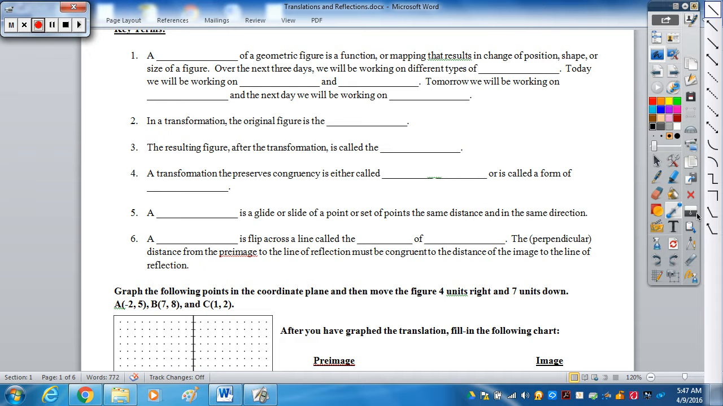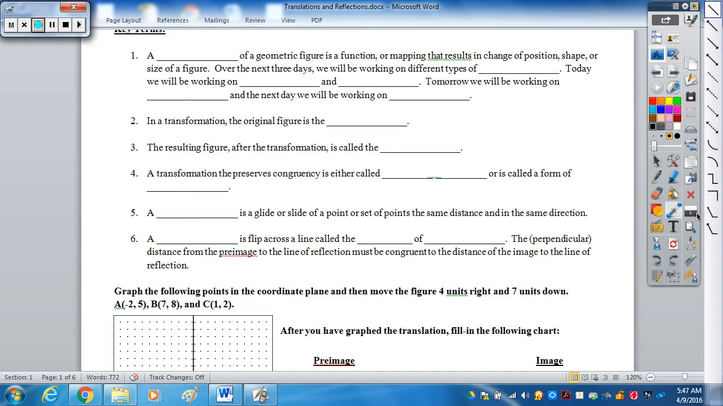So next sentence, over the next 3 days, we will be looking at different types of transformations. So that next blank is transformations. Today we'll be working on translations and reflections, obviously by the title of the packet here. Tomorrow we'll be working on rotations, and the next day we'll be working on dilations. Differing years, I may do this out of order, and this year I chose to do dilations earlier when we were doing similar figures. So when I originally typed up this packet, that's the order that I was going to do it in.